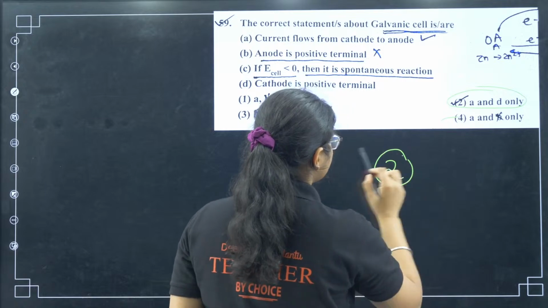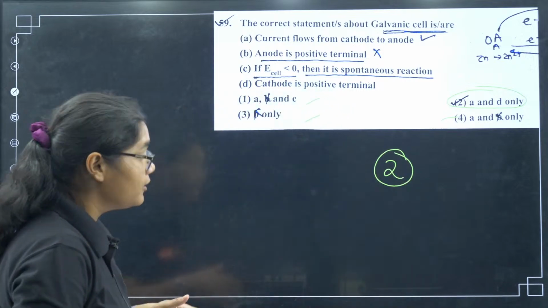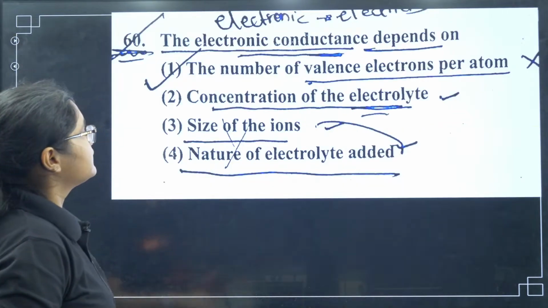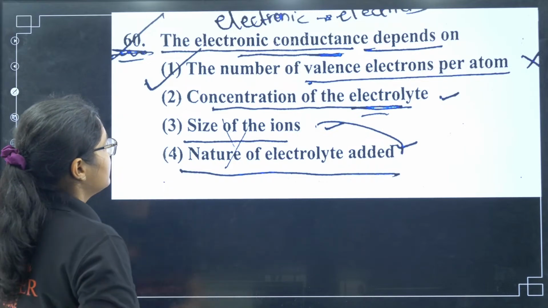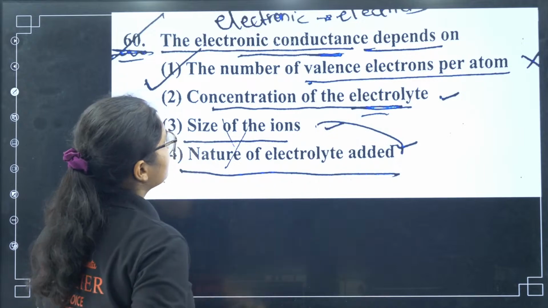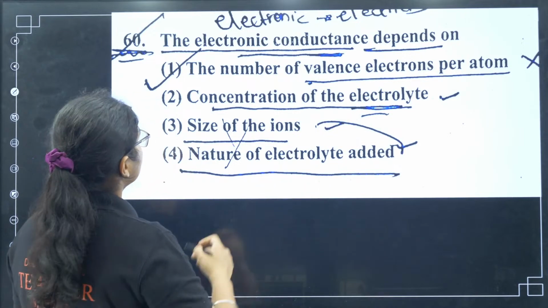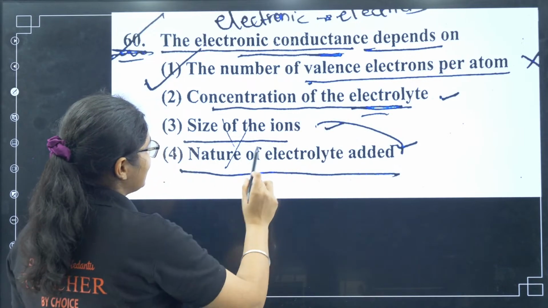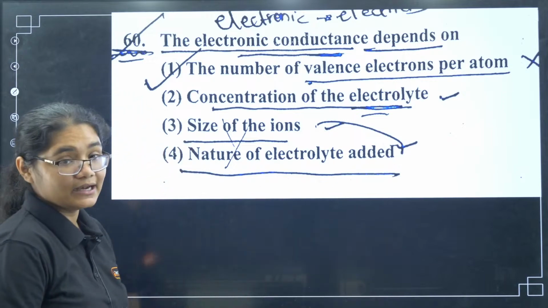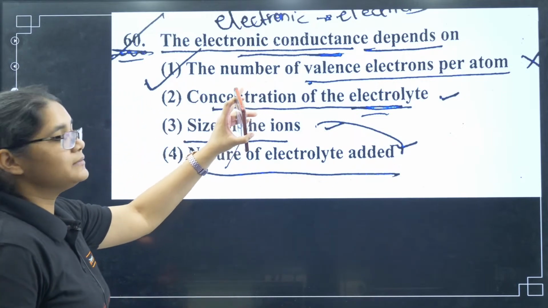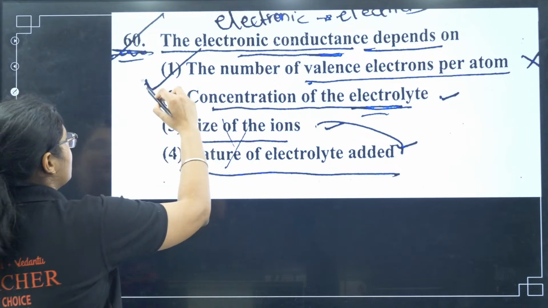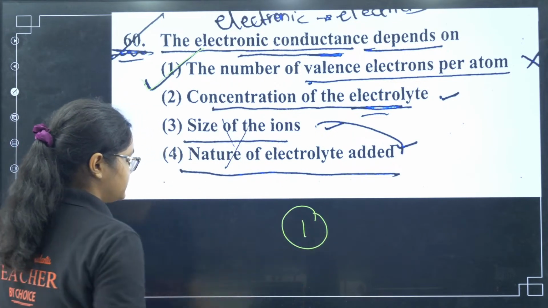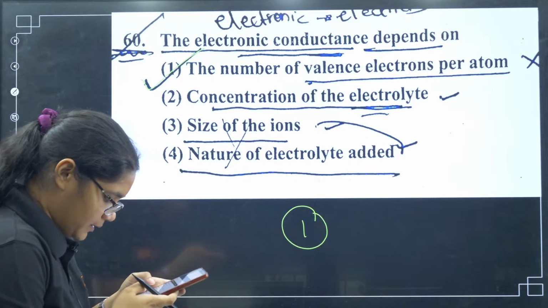So the correct answer for this question will be option number 2. Okay. Next, the electronic conductance depends on the number of valence electrons per atom, and then you have concentration of the electrolyte, size of the ions, and nature of electrolyte added. So electronic conductance means it is a metallic conductance which depends on the number of valence electrons per atom. The correct answer for this question will be option number 1.